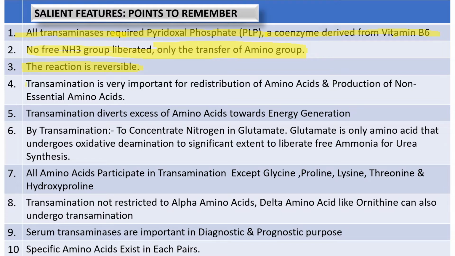Now, transamination is very important for redistribution of amino acids. If you want a non-essential amino acid, it comes from an essential amino acid by the process of transamination. So by this technique there is a redistribution of amino acids.